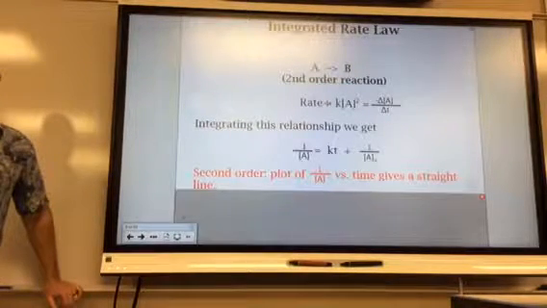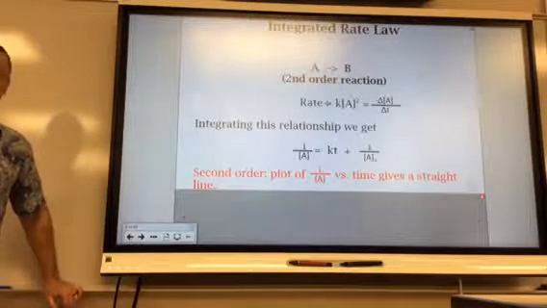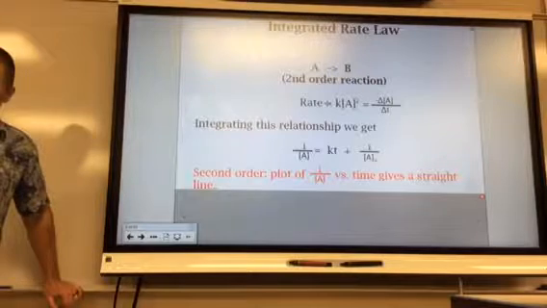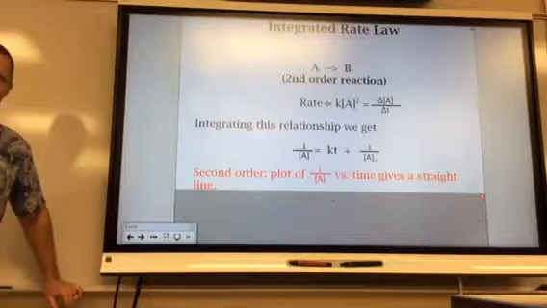So we want to know what order the reactant is. And you might be wondering, who the heck cares what order it is? Well, it does matter. We have to be able to write the rate law for a reaction, so that means we have to know what order it is.